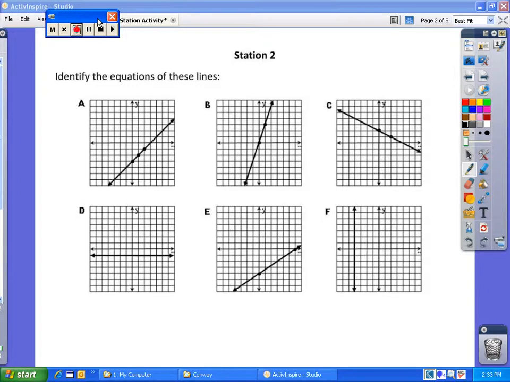For station 2, we are looking at identifying the equations of the lines. So you're looking for slope and y-intercept. So for letter A, your slope is going to go up 1 over 1, up 1 over 1, up 1 over 1. So far that's y equals 1x, or just x. For your y-intercept, it intersects the y-axis at -1, -2, -3, so I'm just going to add on a -3. And that's what I'm going to do for all these.